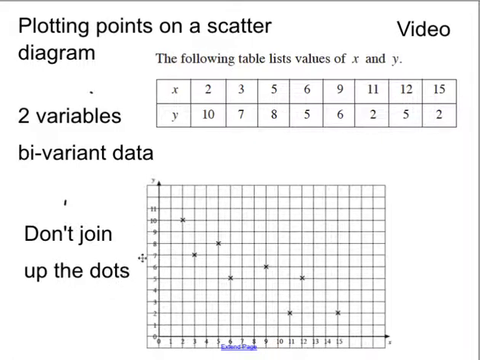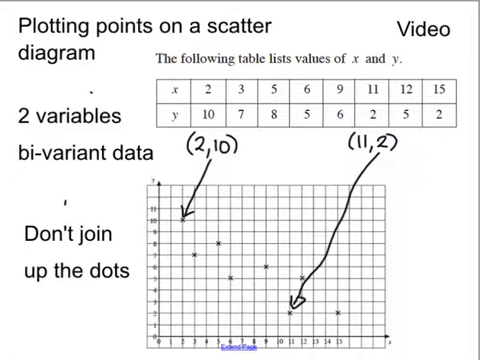Now, a key point here is that you will never join up the dots for a scatter diagram. You're not trying to find a function, you're just trying to see how one variable might affect another. So in this case, x is 2, y is 4, so you have a coordinate (2, 4), and you can see that point has been plotted here. If we look here, x is 11, y is 2, we have a coordinate (11, 2), and again, this is plotted here. So we have 2 points that have been plotted.